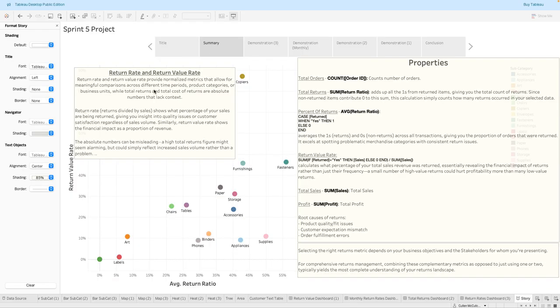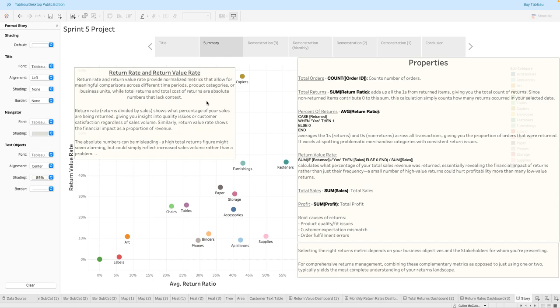Return rate and return value rate. Return rate and return value rate provide normalized metrics that allow for meaningful comparisons across different time periods, product categories, or business units, while total returns and total cost of returns are absolute numbers that lack context. Return rate, returns divided by sales, shows what percentage of your sales are being returned, giving you insight into quality issues or customer satisfaction, regardless of sales volume.